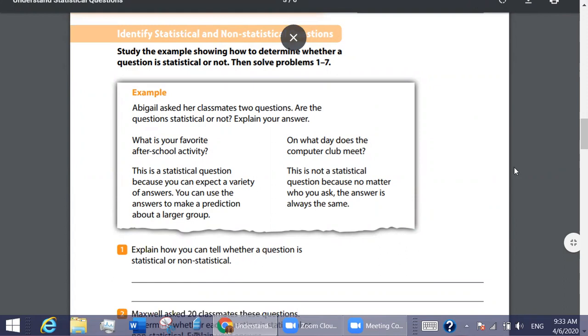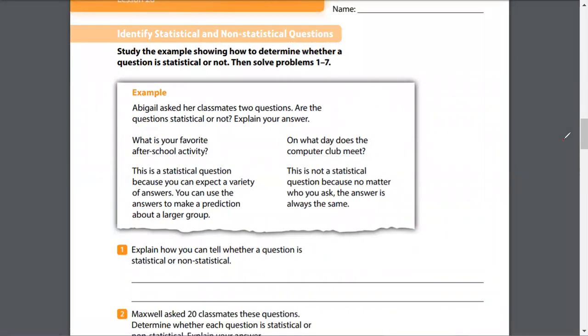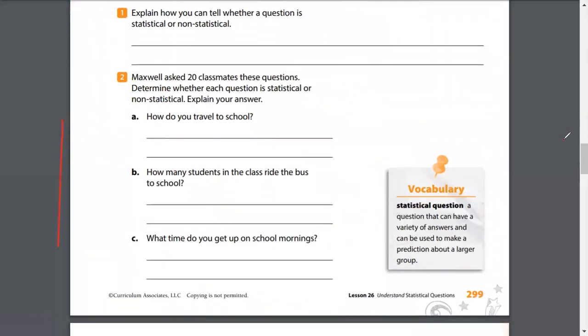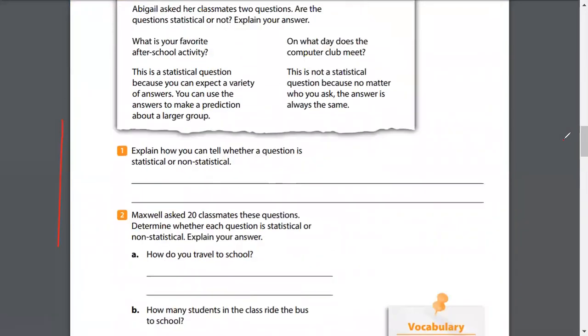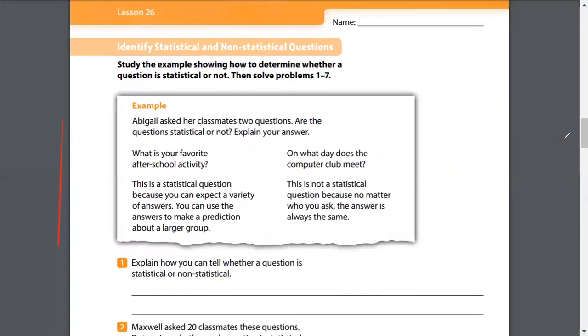So we're going to identify statistical and non-statistical questions. We'll start with our example and then do problems 1 through 7, but we're not going to answer all of them for the kids. We're going to leave some out. Okay, 1 and 2 on the first page.